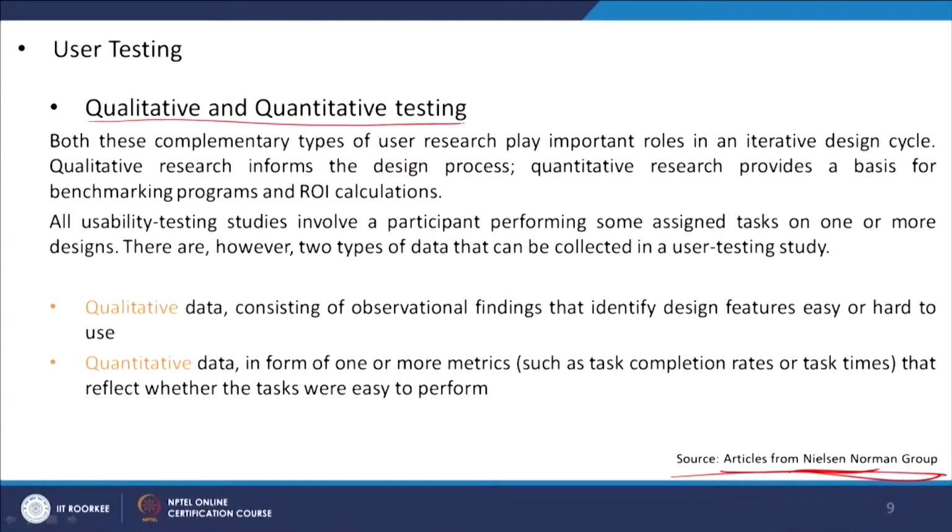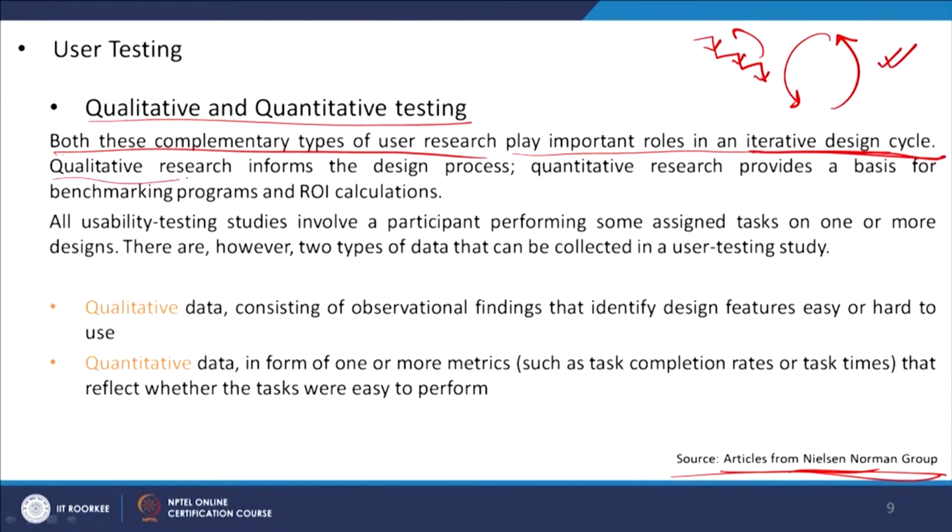Qualitative and quantitative testing are both complementary types of user research or testing techniques, which play an important role in the iterative design cycle. In the iterative model we apply testing, not in the waterfall model of design, where one step is done and there is no going back to the previous stage. So this is the new model of design, the iterative design cycle. Qualitative research informs the design process. Quantitative research provides a basis for benchmarking programs and return on investment calculation.